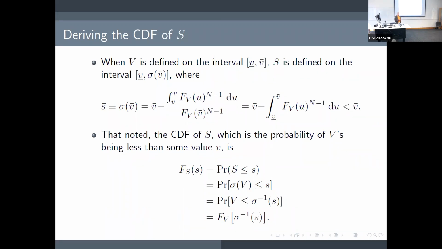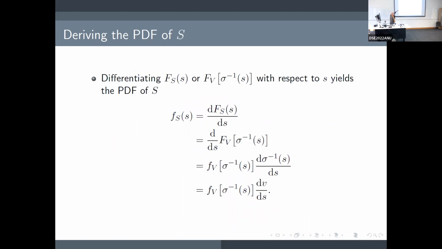S upper bar will be the expectation of the second order statistic distribution evaluated at the upper bar. You would never bid more than your opponent who has the highest value. So in other words, even though the support might go from 0 to infinity, the support of the bid will be very much smaller. And I'll show you how much smaller. Okay, so now we can calculate what the distribution of S looks like.